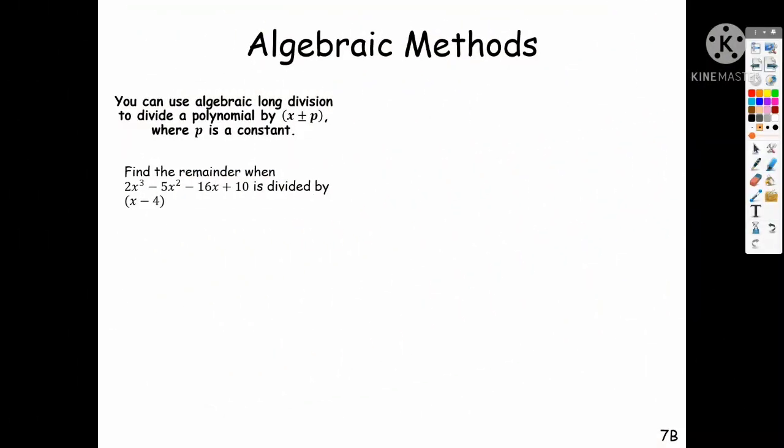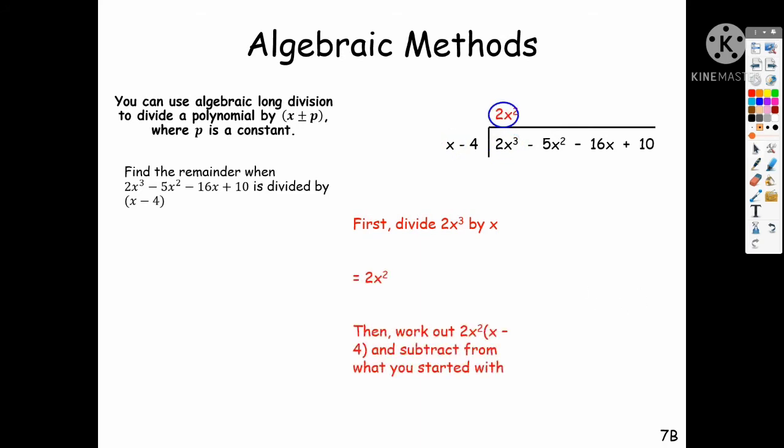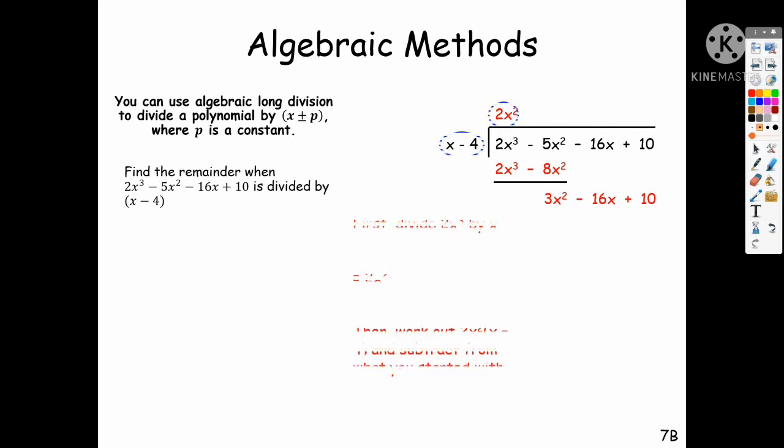Find the remainder when 2x cubed minus 5x squared minus 16x plus 10 is divided by x minus 4. So we want to find the remainder here. X minus 4, lots of 2x cubed minus 5x squared minus 16x plus 10. So divide the 2x cubed by the x, get 2x squared. 2x squared times x minus 4, we get 2x cubed minus 8x squared. And we bring the next term down following our subtraction.